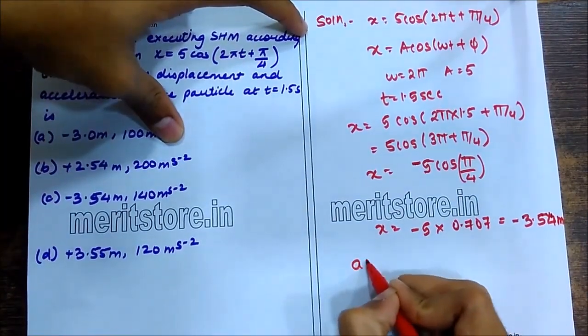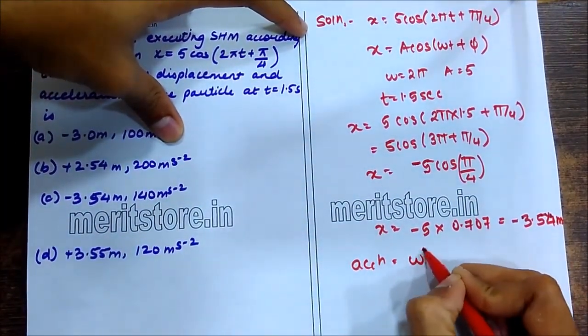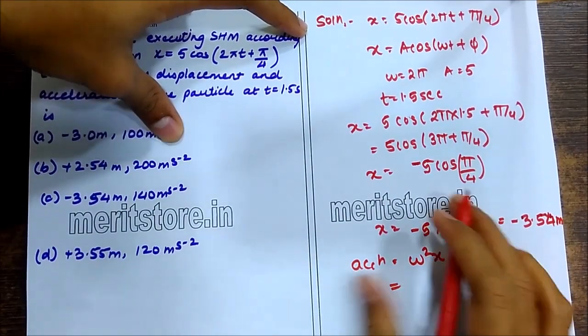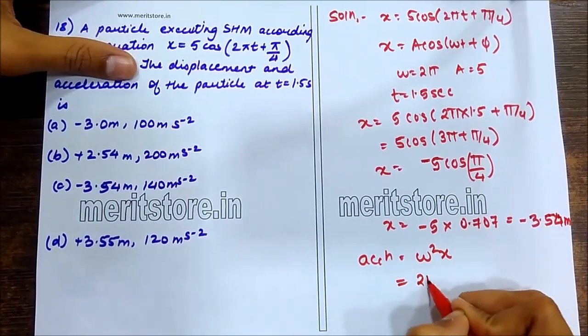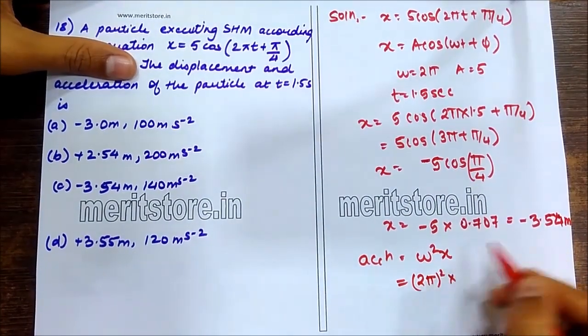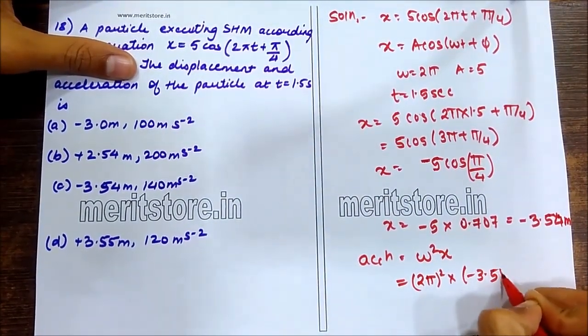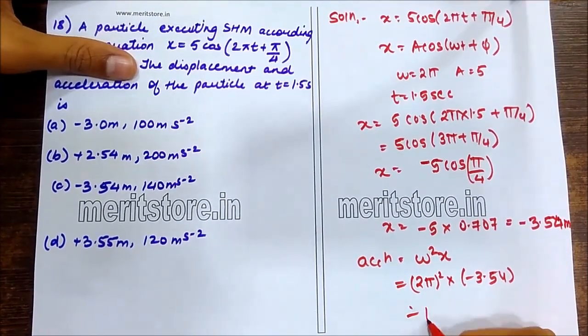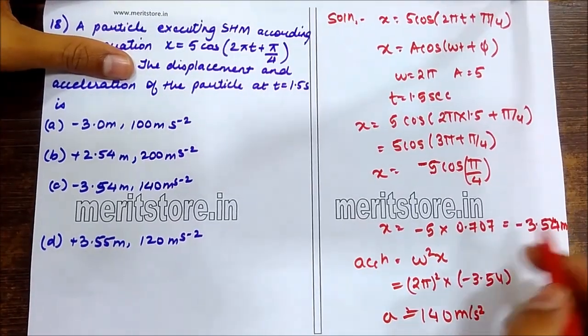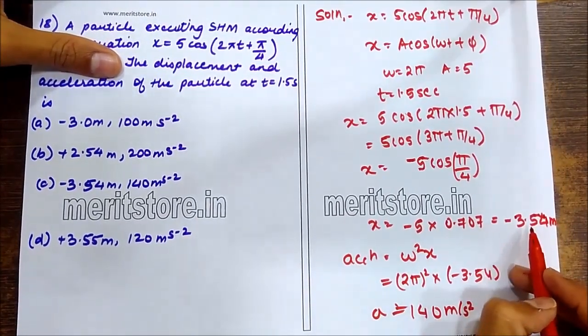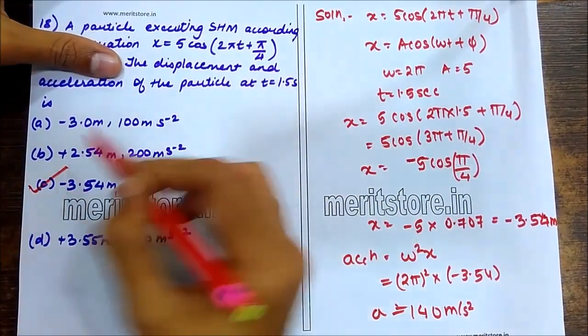Okay, now we find the acceleration, which is equal to omega square x. Omega is equal to 2 pi, and x is the displacement, which we just found out. It is 3.54. The answer comes out to be 140 meters per second square. So we have acceleration as 140 meters per second square and the displacement is minus 3.54 meters. The option is C.